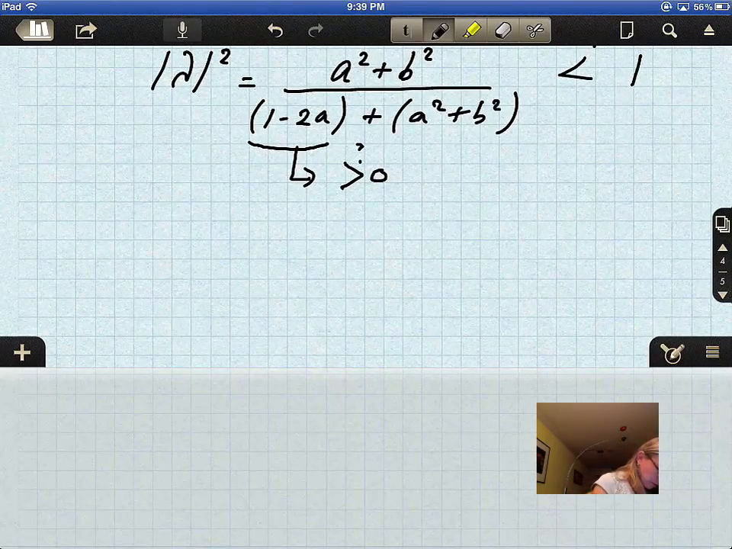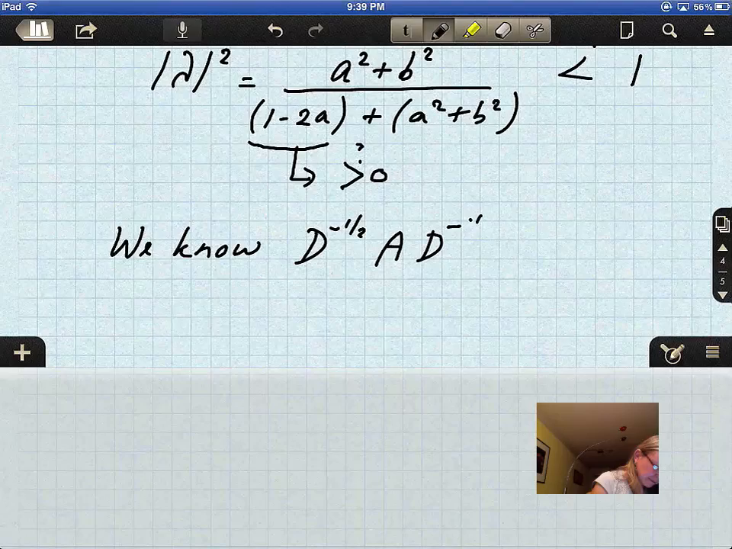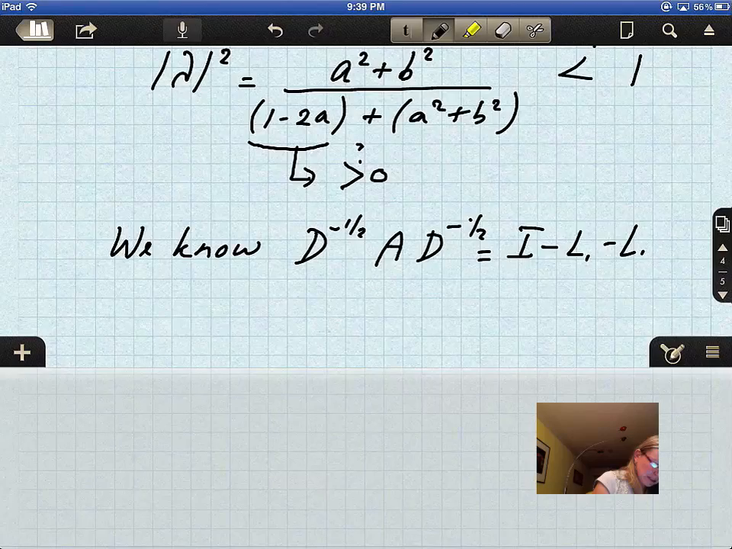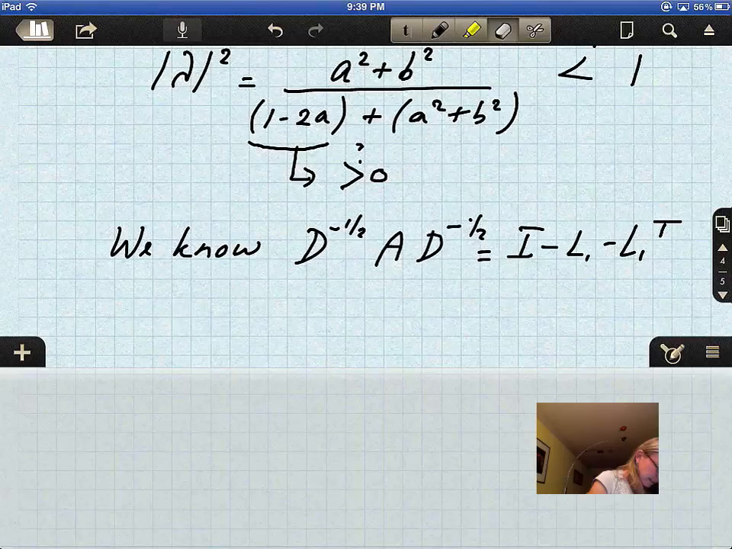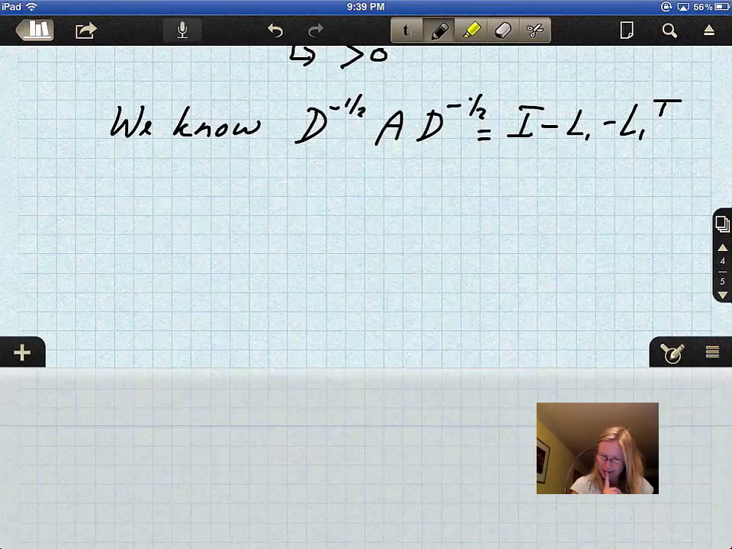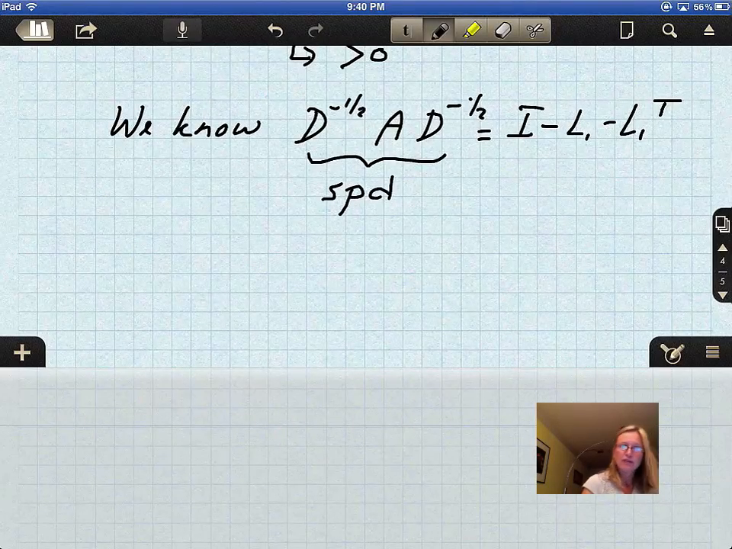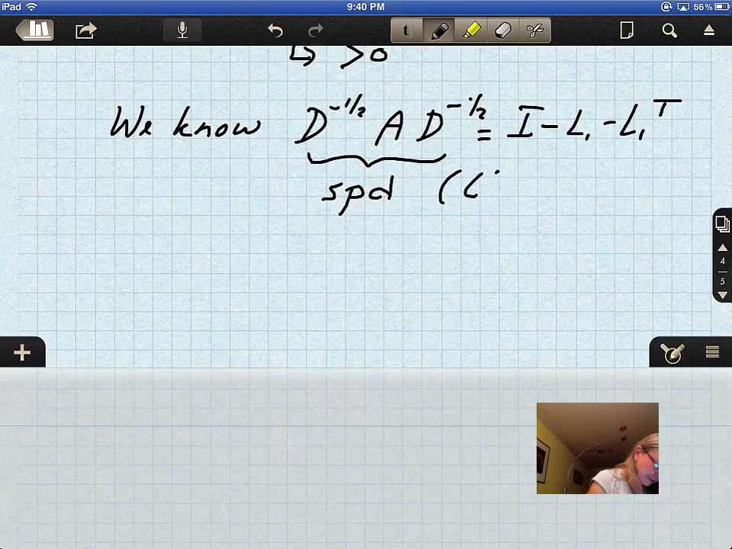Okay, so we know that D minus a half, A, D minus a half is equal to I minus L1 minus L1 transpose. Now we want to say something about this 1 minus 2a, so we have to somehow relate this back again to L1. And we'll do this in a little bit of a roundabout way. Now we know that this guy is symmetric positive definite. I just tell you that it is, and you can check this for yourself.